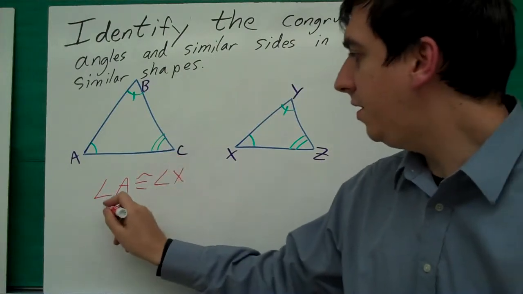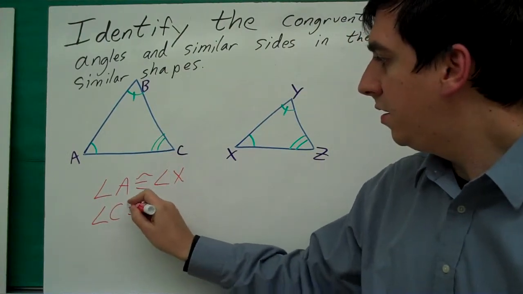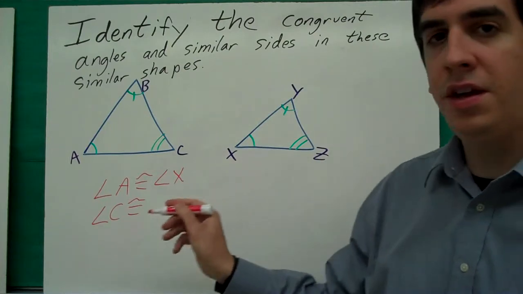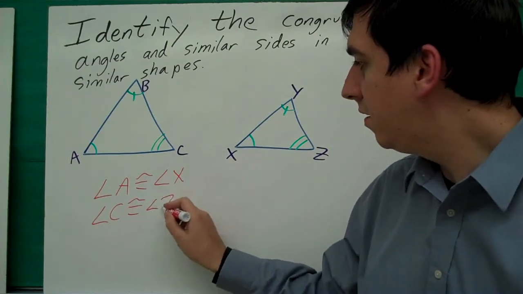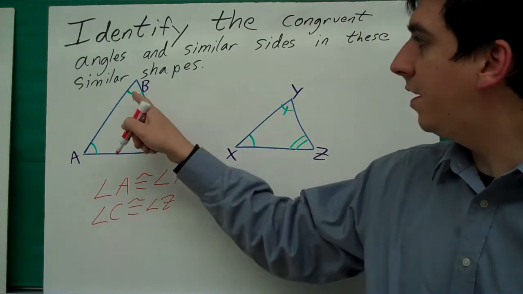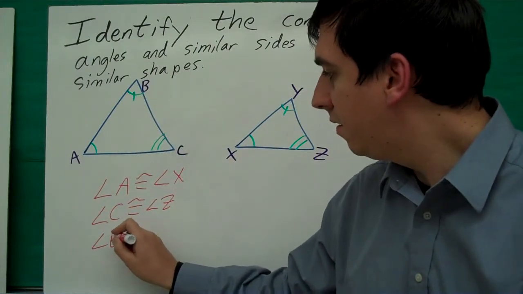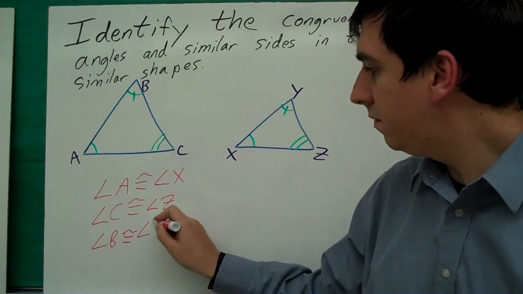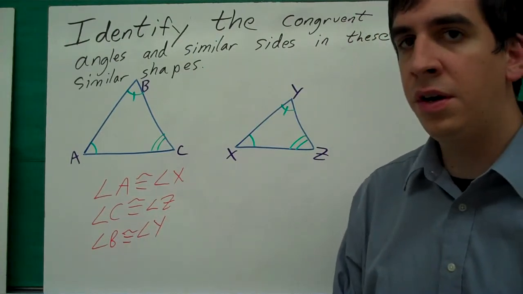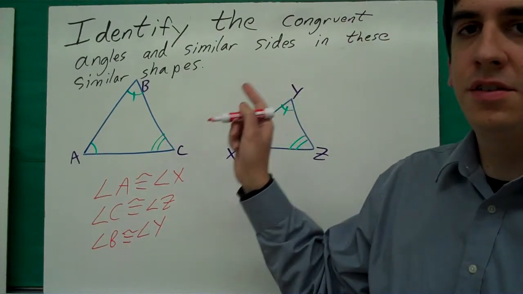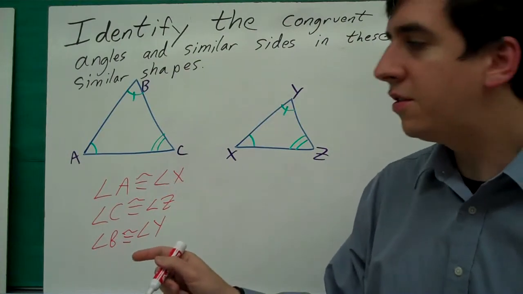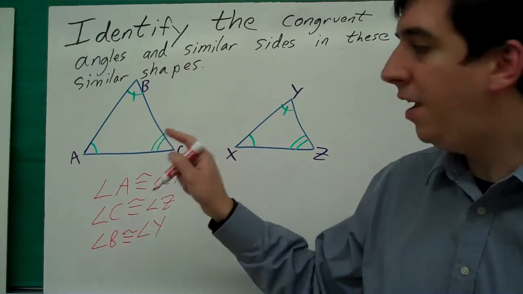Also look at angle C is congruent to angle Z. And last angle, angle B, is congruent to angle Y. Alright, now we're going to look at the similar sides. So when I'm looking at a similar side, I want to keep the angles in order.